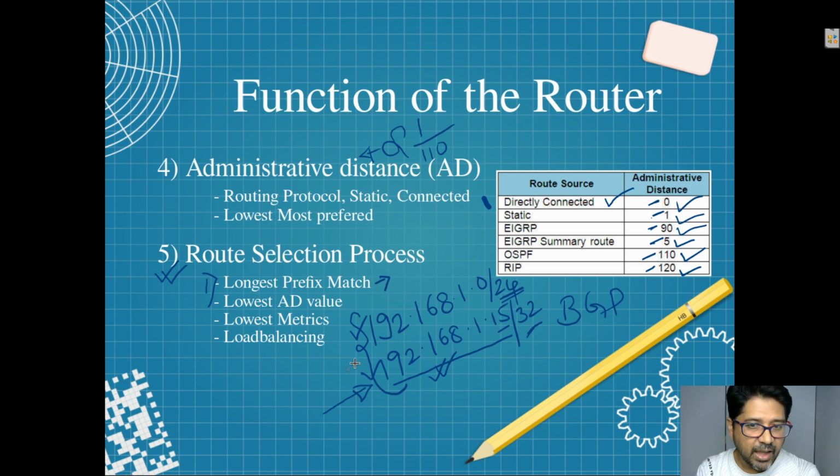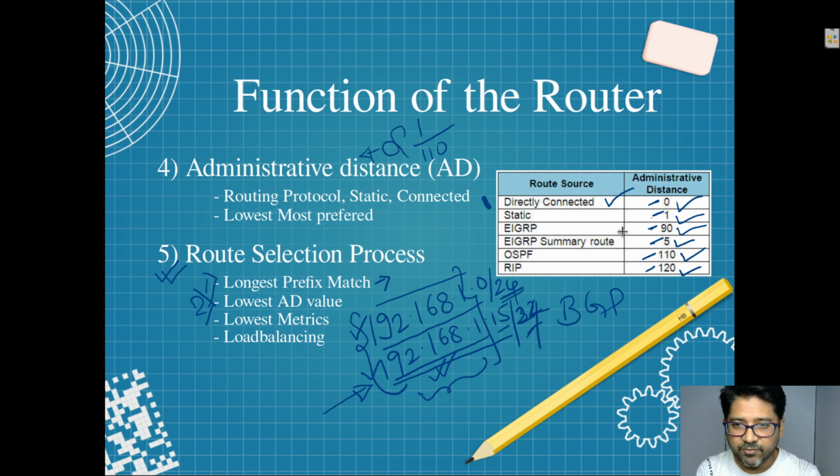If it has the same longest prefix match, there is a tie break. Say it's again /24 only, so the longest prefixes are matched. If it's a tie, then it will go for the lowest AD value. That is the second preference: the lowest AD value.